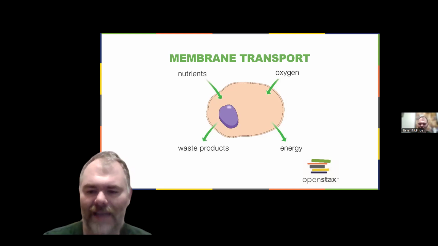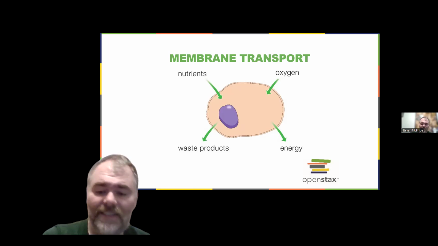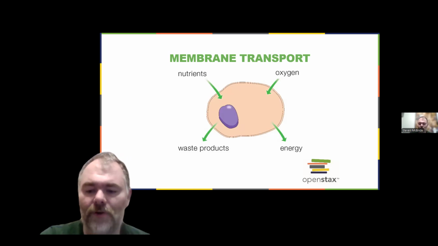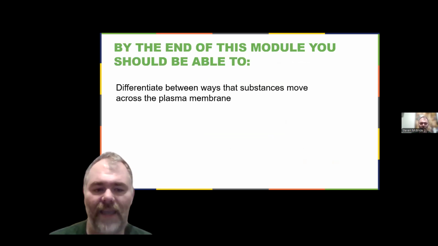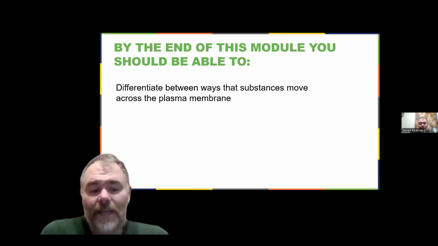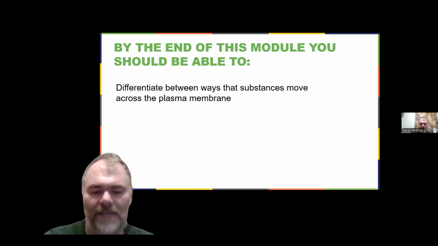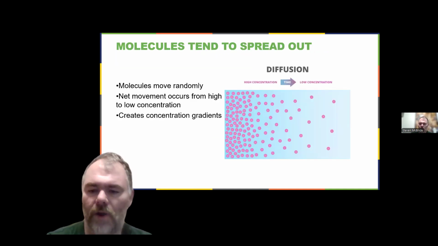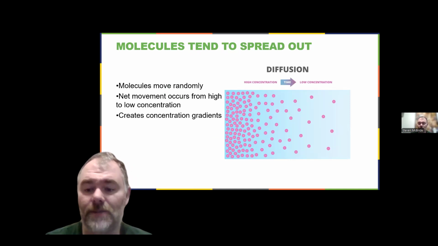So the membrane has to do something that seems almost contradictory. It must create a barrier while still allowing controlled exchange with the environment. And that is where membrane transport becomes critical. In this lecture, we'll explore how substances move across membranes, why some molecules cross easily while others cannot, and how cells actively regulate transport to maintain homeostasis. By the end of this module, you should be able to differentiate between ways that substances move across the plasma membrane.